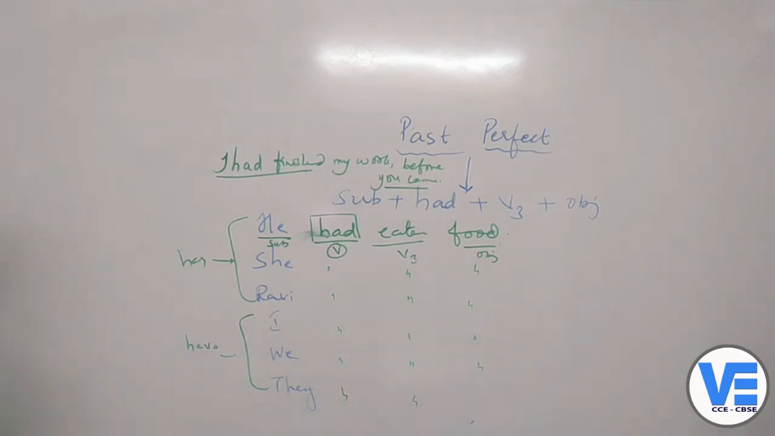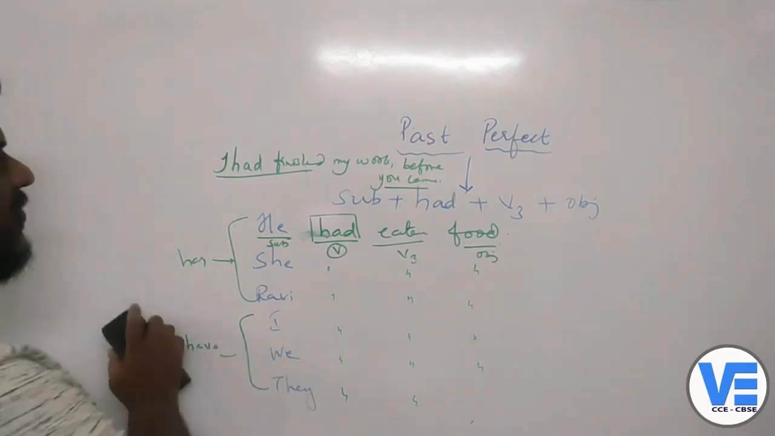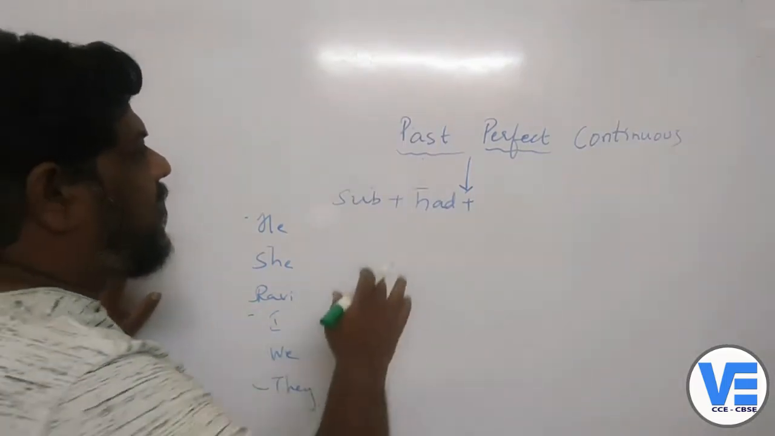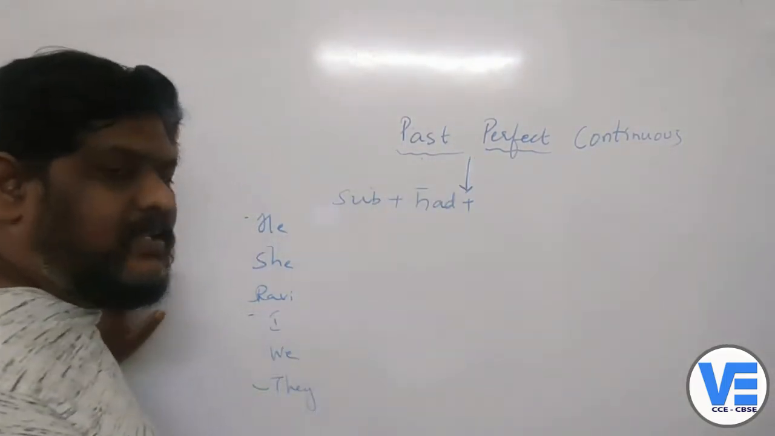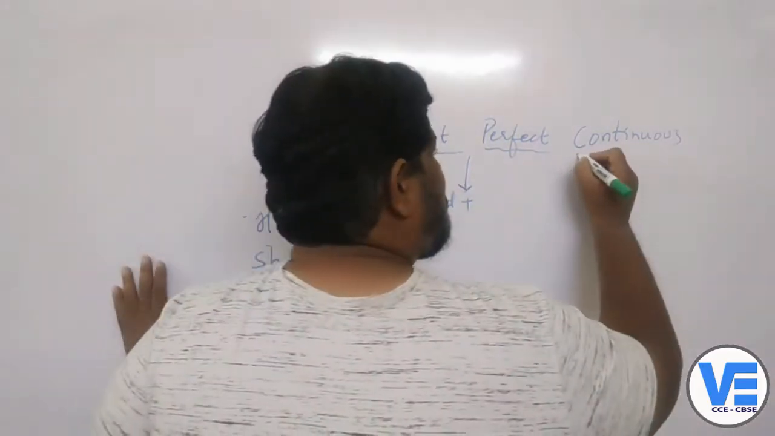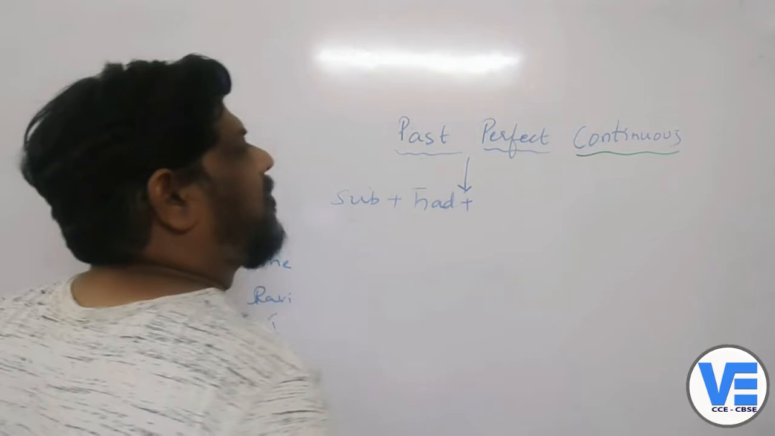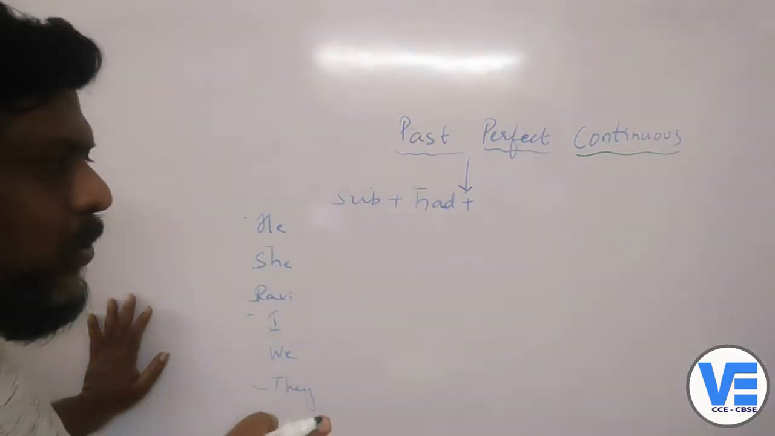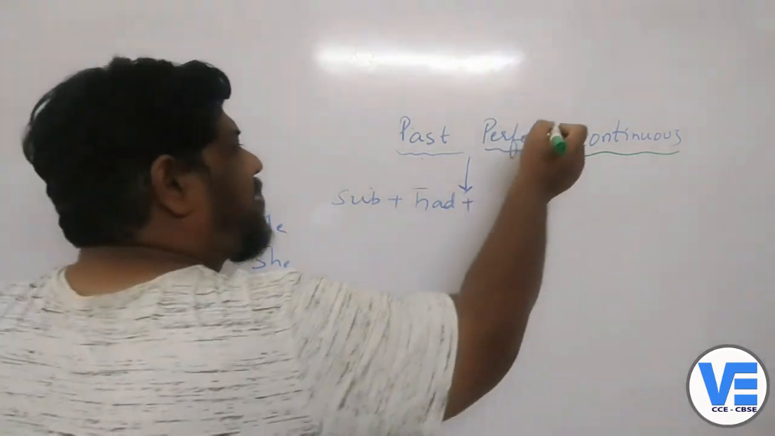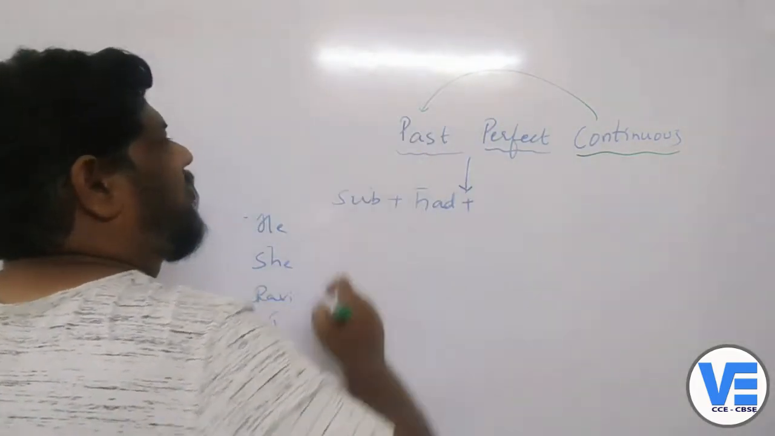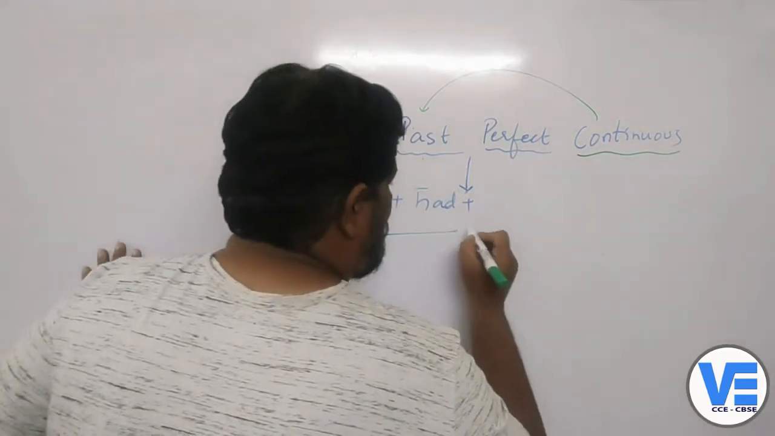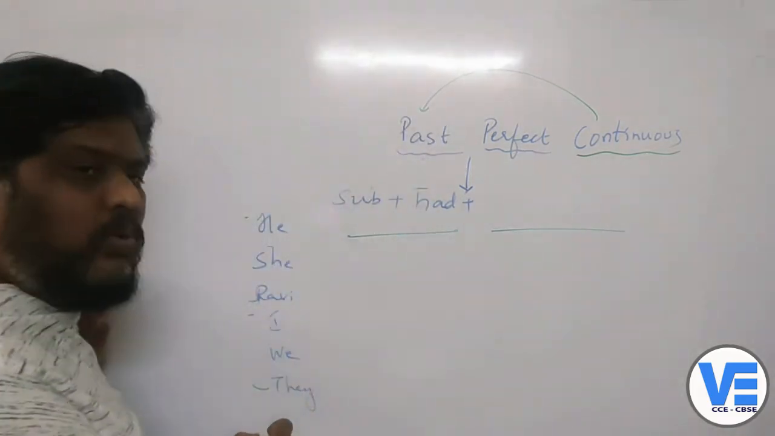Okay, children. So now we'll go ahead with the past perfect continuous. Now we'll see the past perfect continuous tense. Continuous, the word already says that something was in progress, work was going on, but that was happening in the past. Now here also we can take two events.